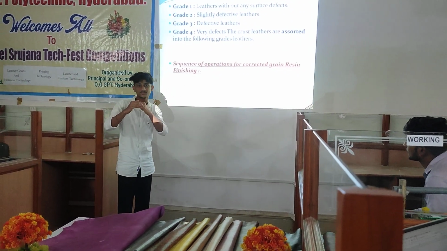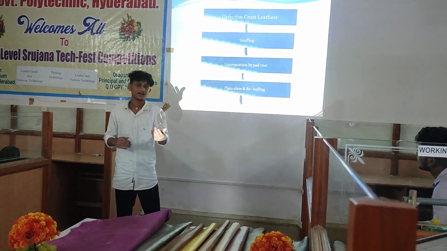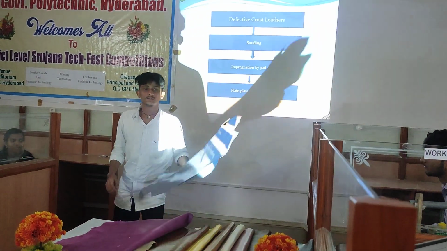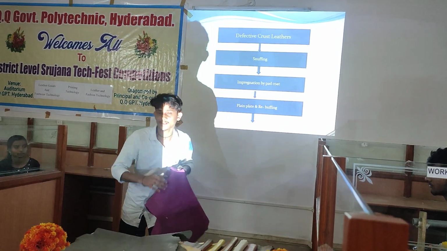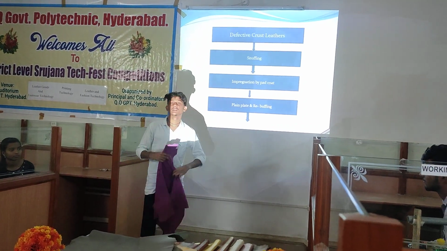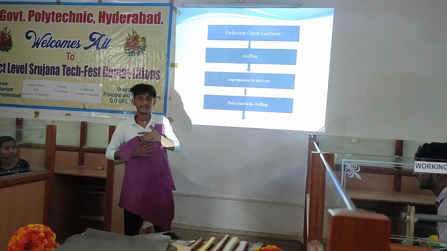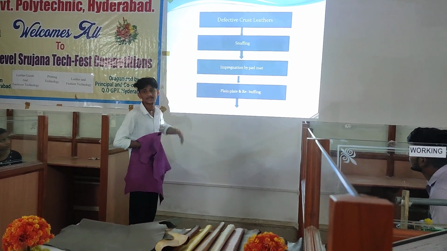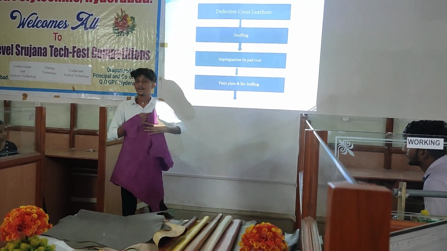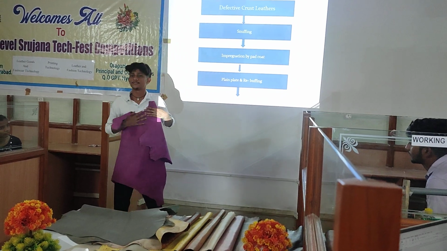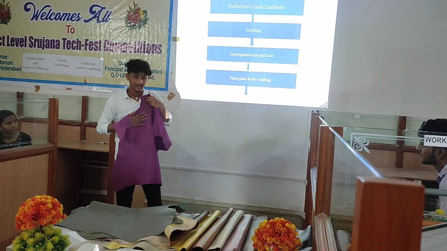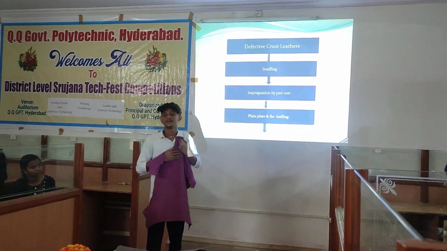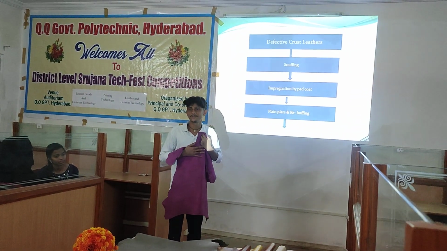We have some sequences for how to do a corrected grain resin finish. The first one is defective cow leathers. Previously I showed you, these are the defective leathers. We can observe the defects on the grain side. Next, do the snuffing. Snuffing is nothing but rubbing the grain side on the buffing machine. While we are rubbing with the machine, you can rub the grain side. It will make the defects disappear.